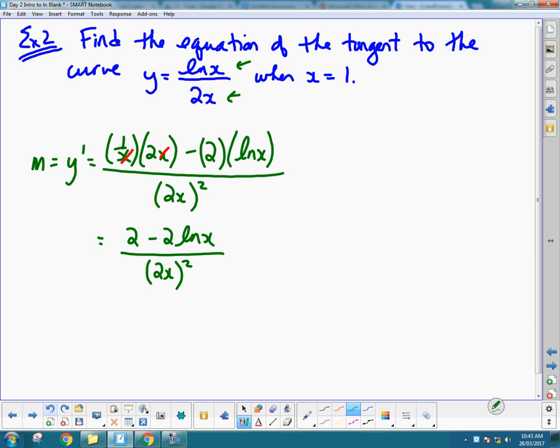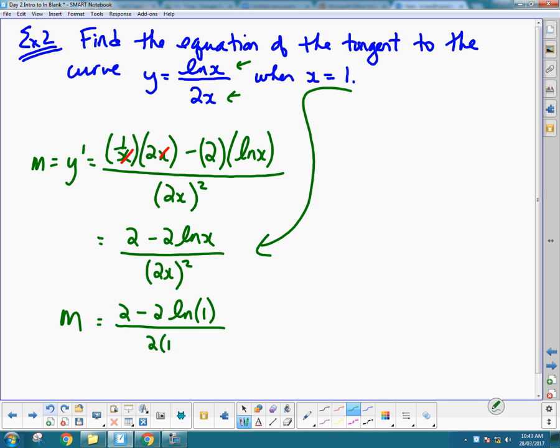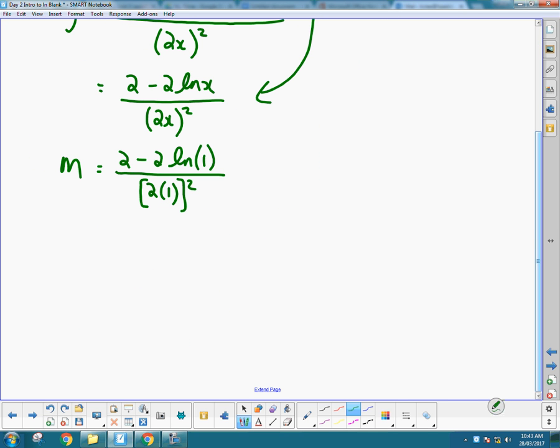This represents all the possible slopes of tangents, but I only want the one where x equals 1. So I want the one where x equals 1. So I'm going to plug in and find the slope at 1. So it's 2 minus 2 ln 1 over 2 times 1 all squared.